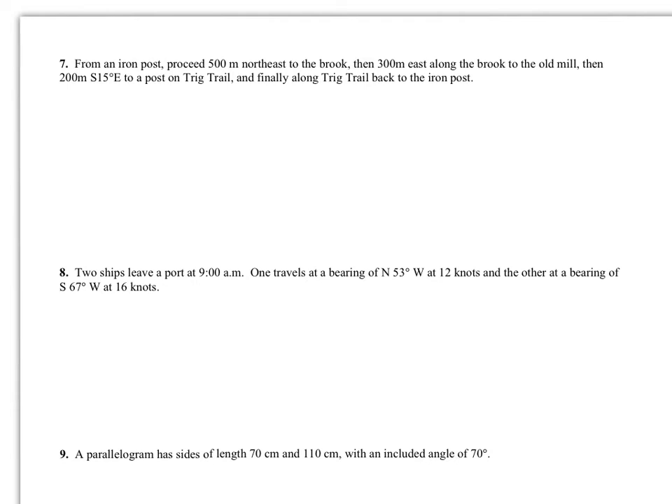From an iron post, proceed 500 meters northeast to the brook. If we think 500 meters northeast, northeast is going to be right in the middle of north to east. That means it's going to be 45 degrees. I'll pick a starting point and have my due north, and we'll rotate 45 degrees towards the east direction, so right about halfway. And we'll have a segment like so. Now this angle should be 45 degrees since it's halfway.